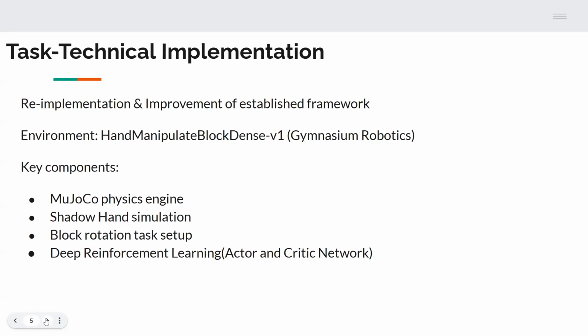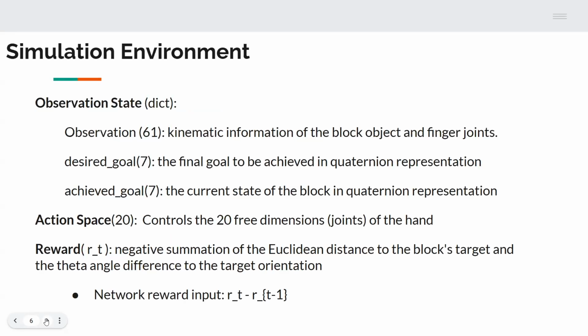HandManipulateBlock is a generic robotic simulation environment using a multiple-physics engine to simulate interactions between a robotic hand and a block. We implement an actor-critic architecture to do the reinforcement learning. Each simulation step represents an 80-millisecond actor action in the real world. The environment returns an observation dictionary, including kinematic data for the block and finger joints, and the current and target block orientation in quaternion form. Each dimension in action space controls a robotic hand joint action.